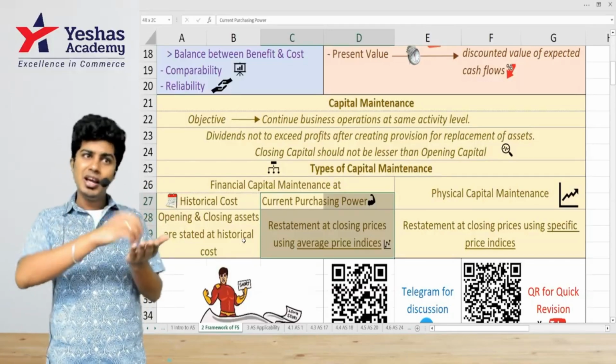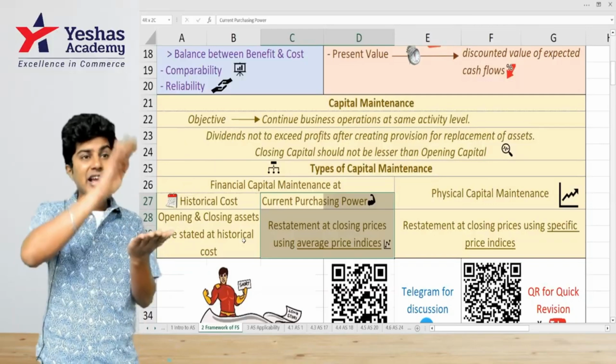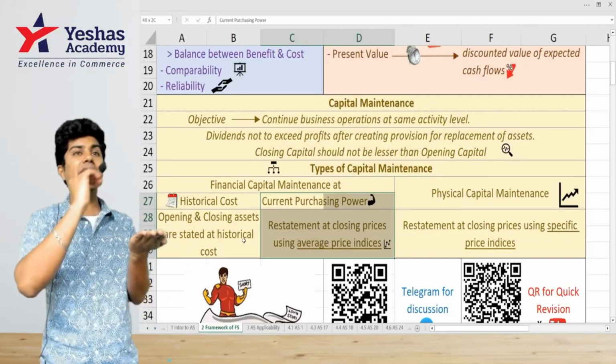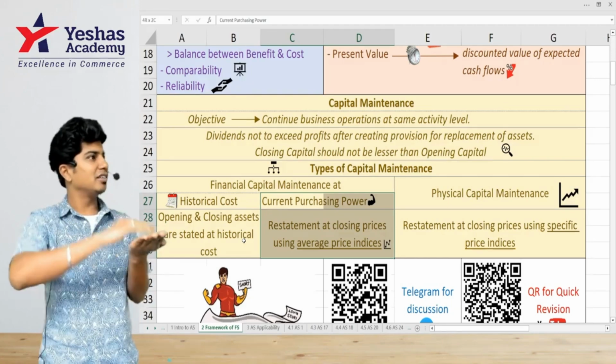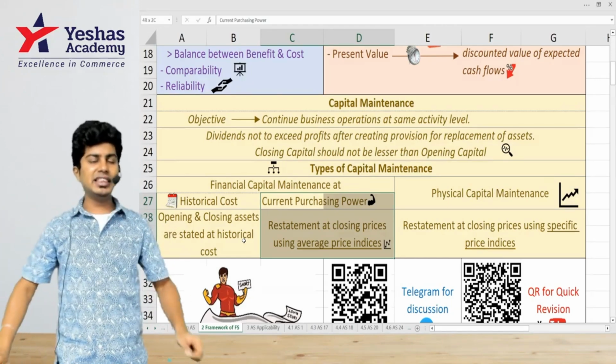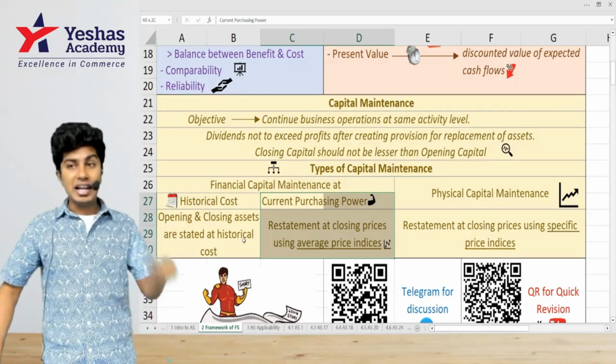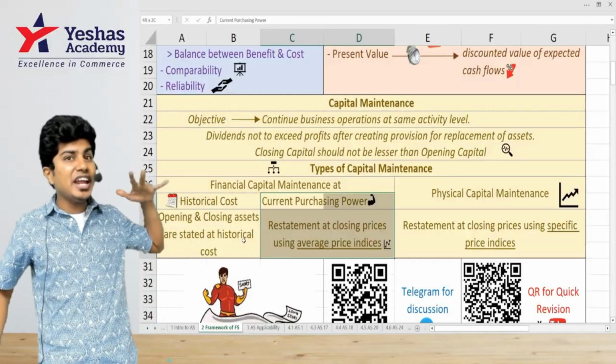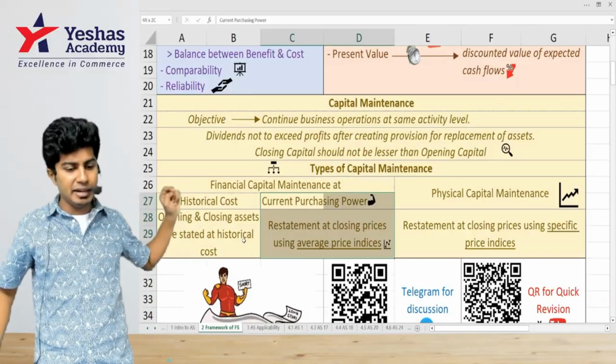Last year it was 1 lakh. I sold those goods. I got 1 lakh 20. In 1 lakh 20,000, how much should I maintain? 1 lakh 15,000. How much can I withdraw? 5,000. That is nothing but current purchasing power. Current purchasing power is based on average price indices. I've underlined it. Read that.